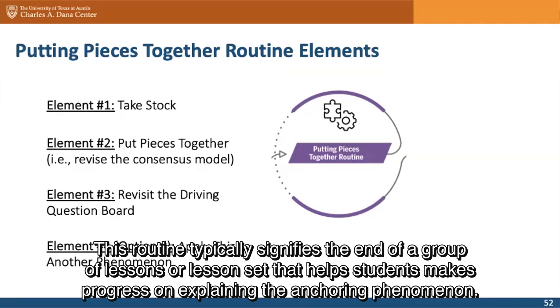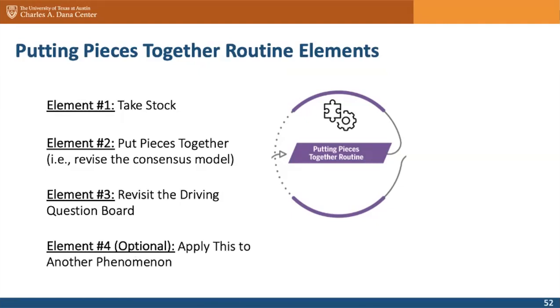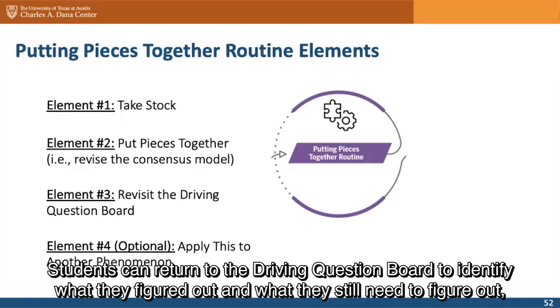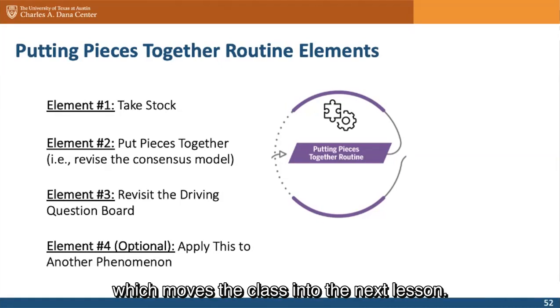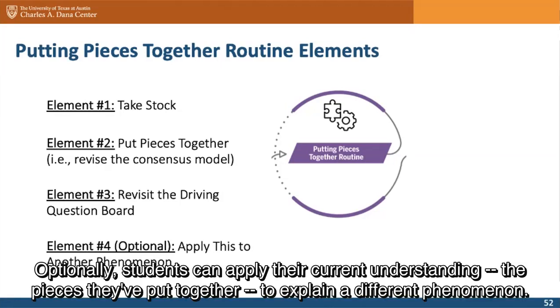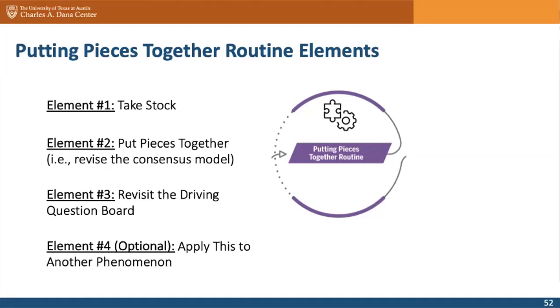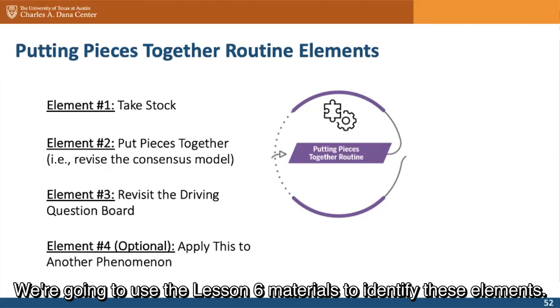This routine typically signifies the end of a group of lessons or a lesson set that helps students make progress on explaining the anchoring phenomenon. Students can return to the driving question board, identify what they figured out and what they still need to figure out, which moves the class into the next lesson. Optionally, students can apply their current understanding, the pieces they've put together, to explain a different phenomena. We're going to use the Lesson 6 materials to identify these elements.